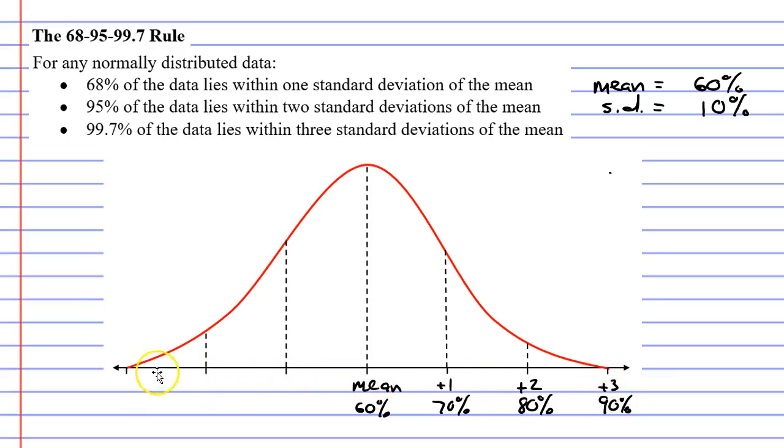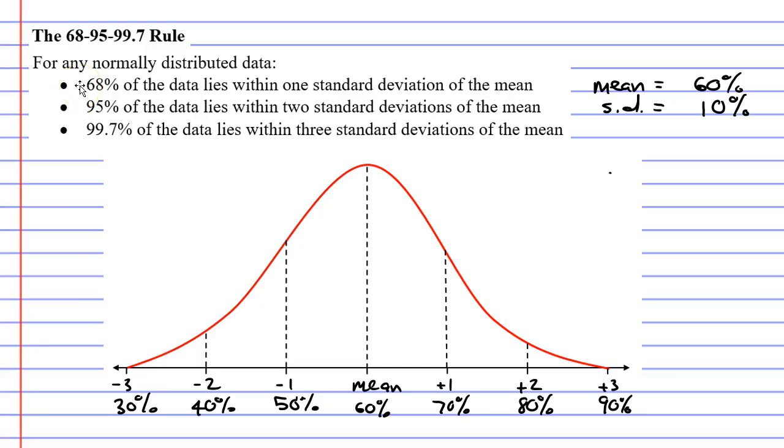What's going to happen when we move to the left? Well, this time we're going to subtract 10%. So we've got 50%, then 40%, and then finally 30%. When we label these intervals, we're going to have -1, -2, and -3, meaning that we're subtracting 10% each time. So for the first interval, we subtracted 10% once, and then subtracted 10% twice, and then subtracted 10% 3 times from the mean.